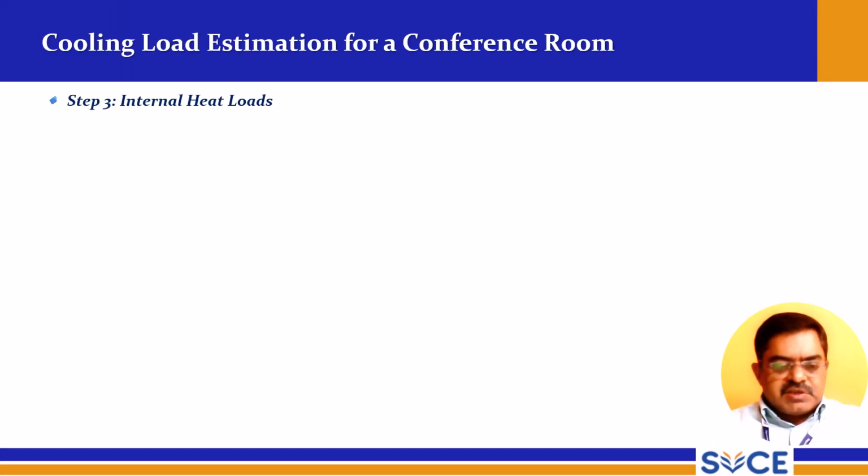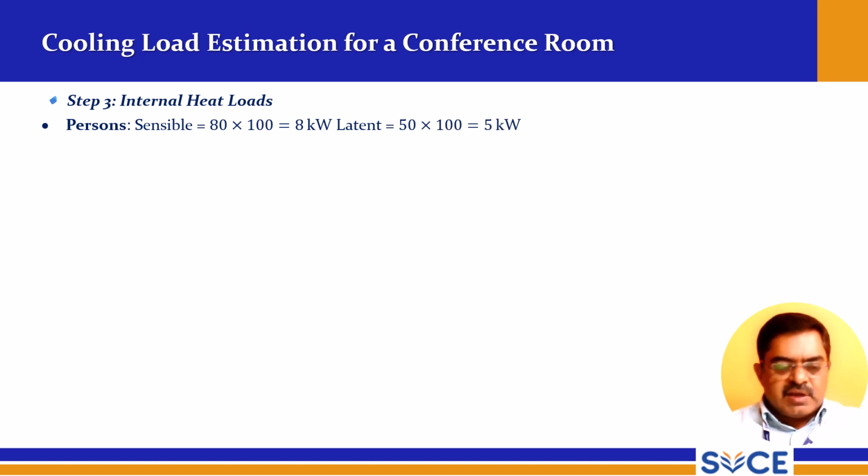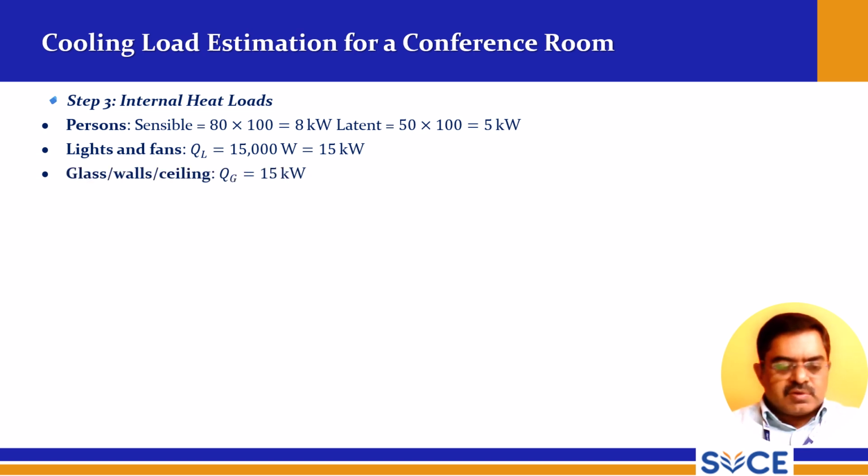Next, internal heat loads. Persons: sensible 80 into 100 equals 8 kilowatt, and latent 50 into 100 equals 5 kilowatt. Lights and fans, QL equals 15,000 watt, so that is 15 kilowatt. Glass, walls and ceiling, Qg equals 15 kilowatts.